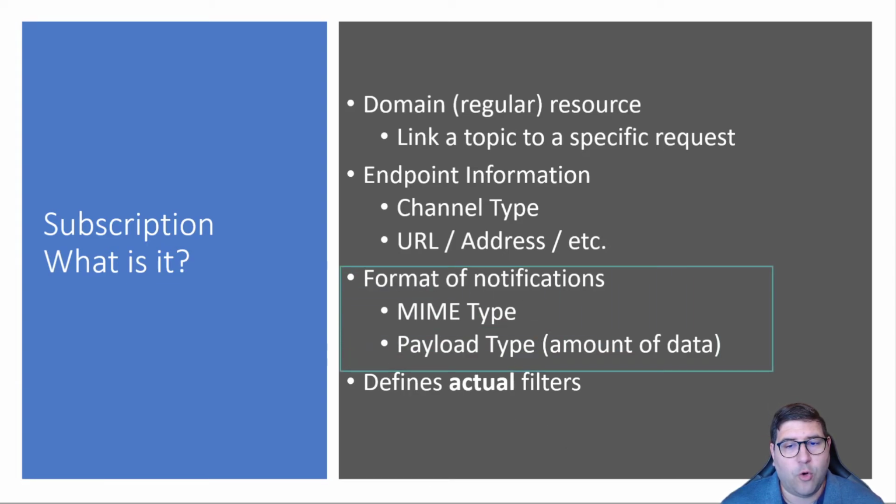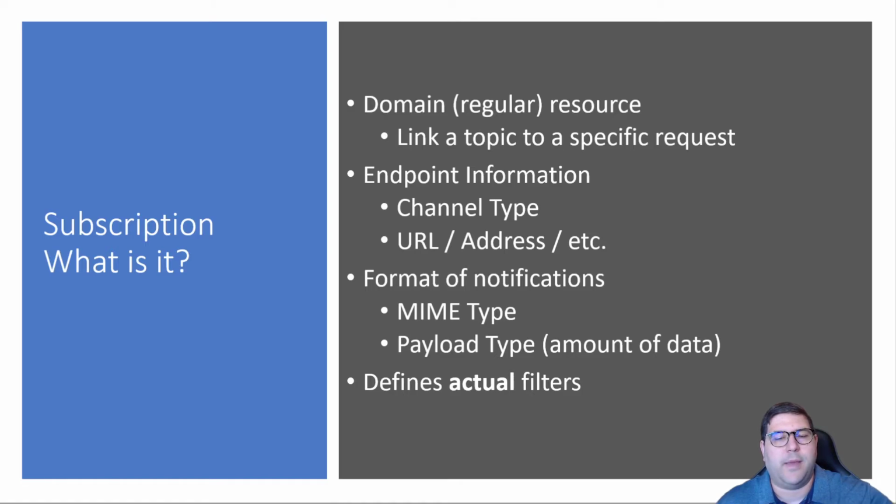We do need to know the format of notifications. And that's two pieces. One is the MIME type. So if you're expecting FHIR XML or FHIR JSON, you want to be able to specify that. And then the payload type is the amount of data. We'll drill into this a little further, but it's essentially saying how much information do we want and how many round trips do we need to make in order to get everything. And then the last piece is defining the actual filters. In the topic, we said you can filter on these things. In a subscription, we're saying we are filtering on them.